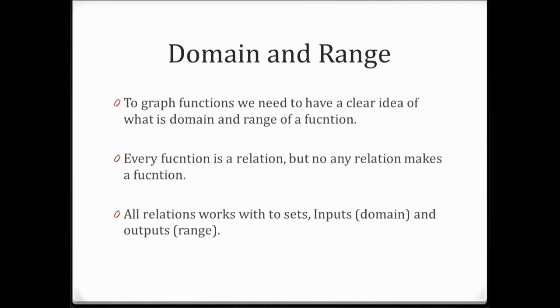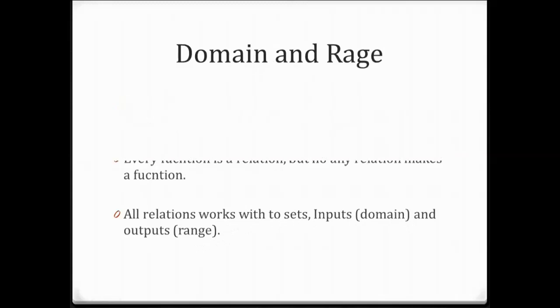This is a good example of the definition of a function because at the end a function is a type of relation, but specifically the relation that has for each element of the domain one element in the range. So all relations work with two sets, inputs and outputs. What we call inputs is normally called domain, and what we call outputs is normally called range. This is what we're going to study right now, domain and range of a function or of a relation in general.